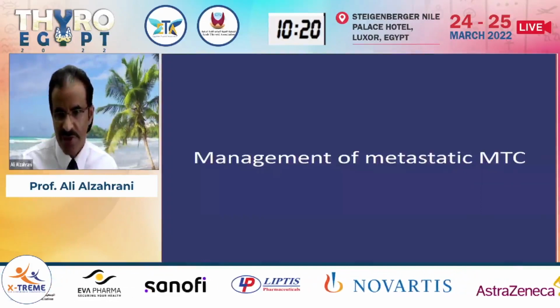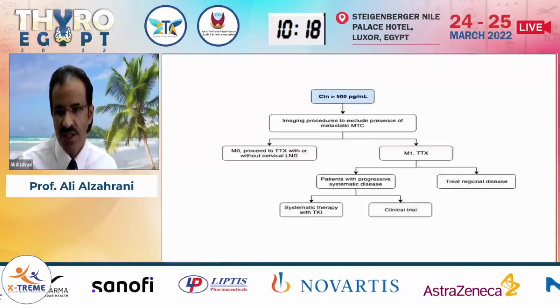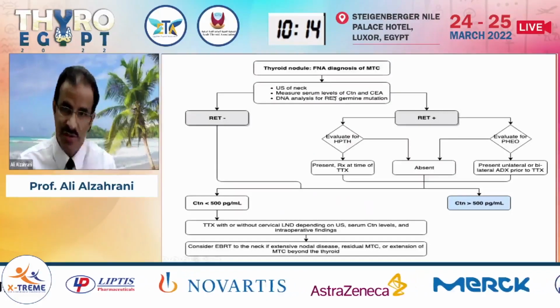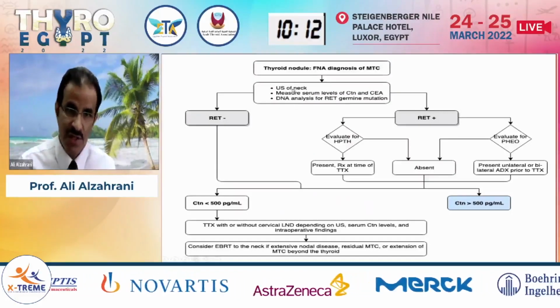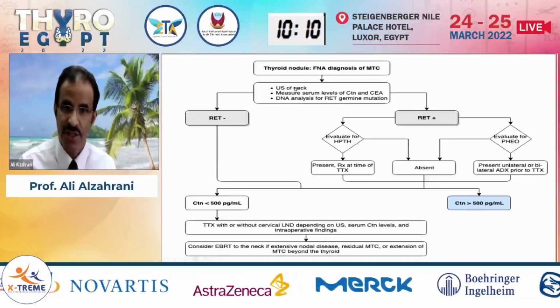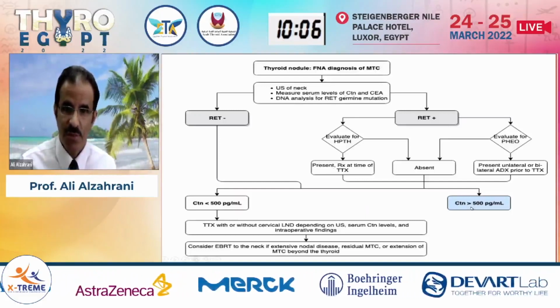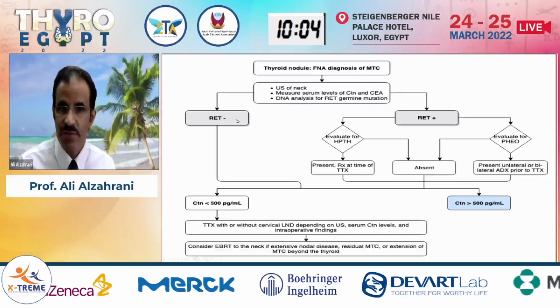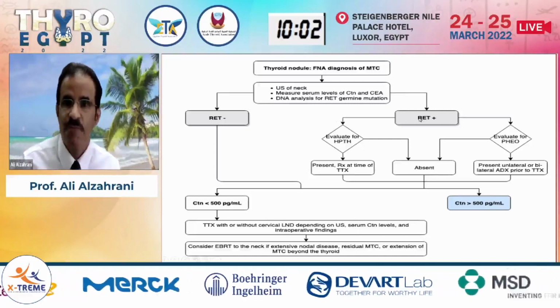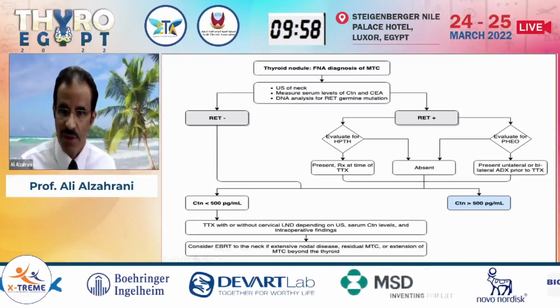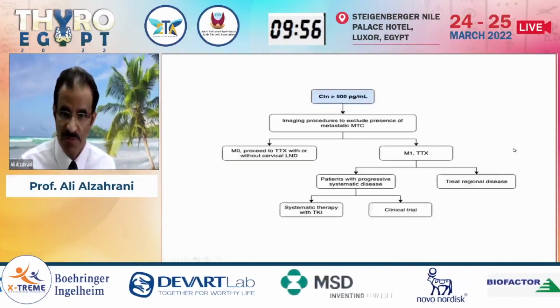So I think that these two slides basically summarize how to approach a patient with medullary thyroid cancer, with the emphasis on the ultrasound of the neck to delineate the disease, measurement of calcitonin to predict distant metastasis, and doing RET mutation testing to make sure that the disease is not familial and we are not missing hyperparathyroidism or pheochromocytoma.